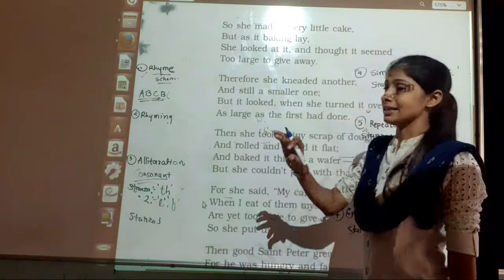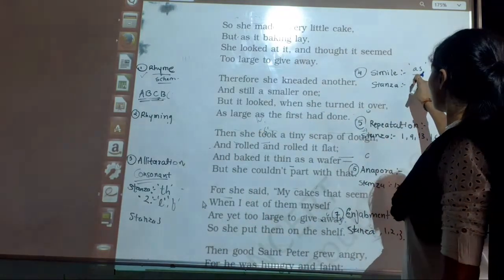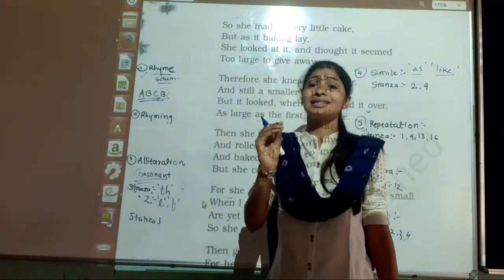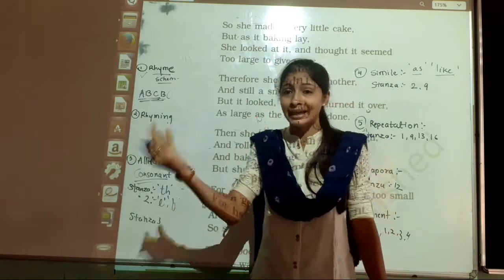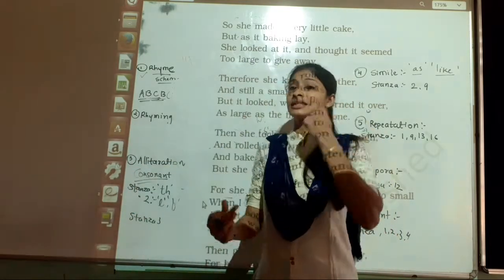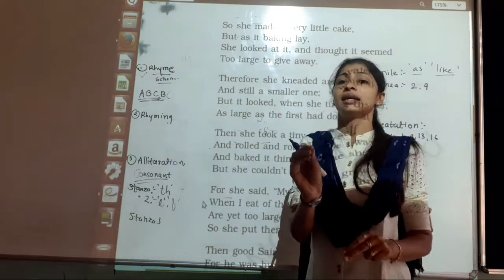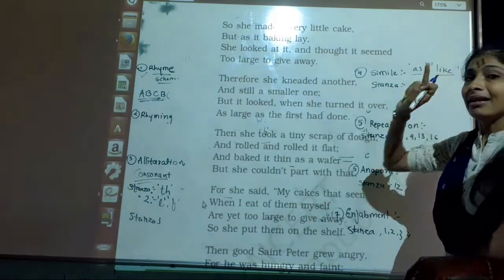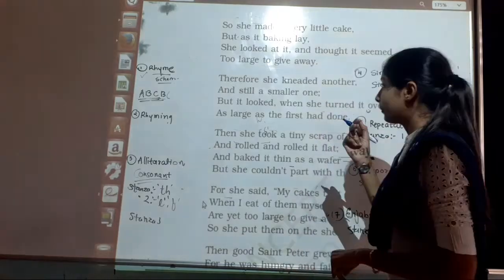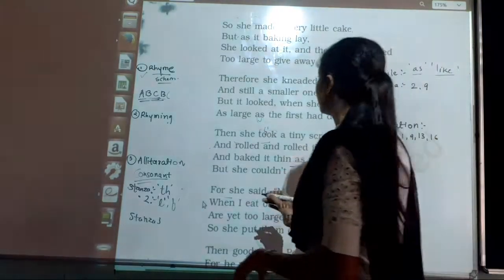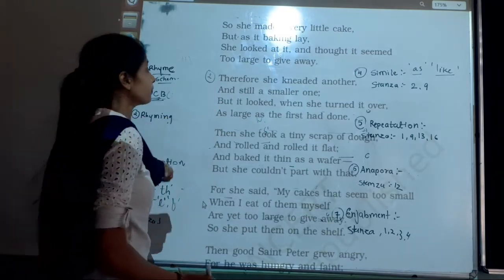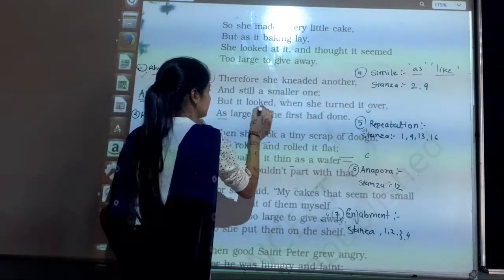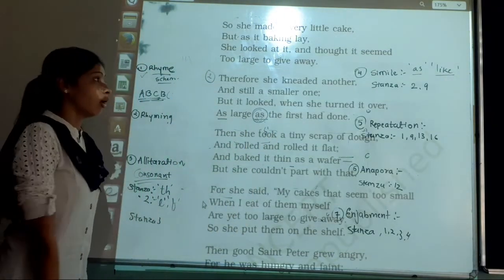If in any stanza or in any line, these two words, "as" or "like", which give us the comparison of anything with anyone, right? So that becomes the example of simile. Comparison should be there by using these two different words, that is the "as" and the "like". So that becomes the example of simile. Here in stanza number 2, this is the stanza number 2, where it is here, "he turned it over as large as", right? So this becomes the example of simile.